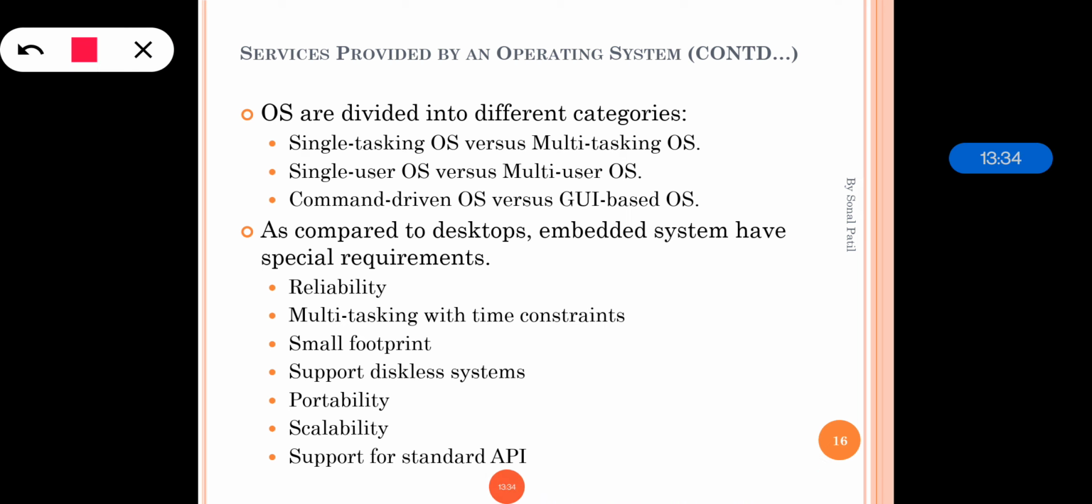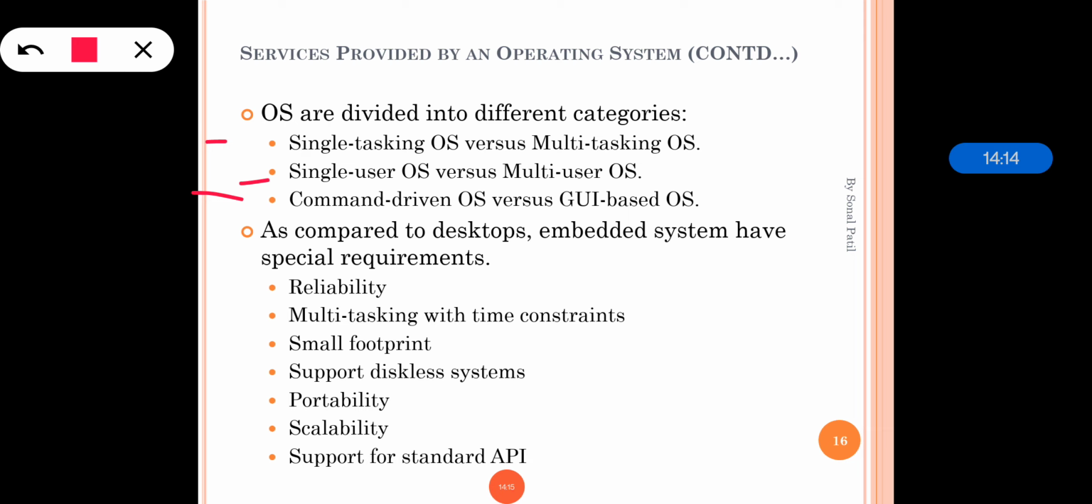OS are divided into two categories, that is single tasking versus multitasking. Only one task is carried out at one time in single tasking. In multitasking, multiple tasks can be run simultaneously. Single user versus multiple user. In single user, only one user can use the system at one time. In multi-user systems, multiple users can share the system simultaneously. Command-driven OS versus GUI based. In the command-driven, we can directly give the commands, and in GUI based, we have that particular graphical user interface through which we can give the input and output.